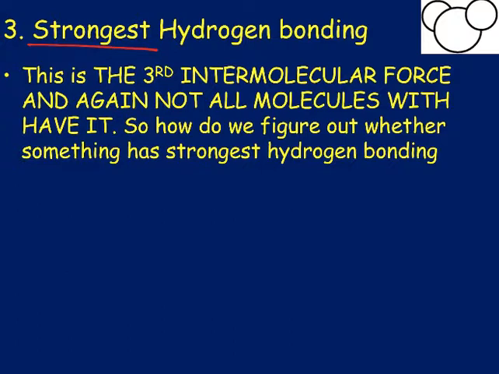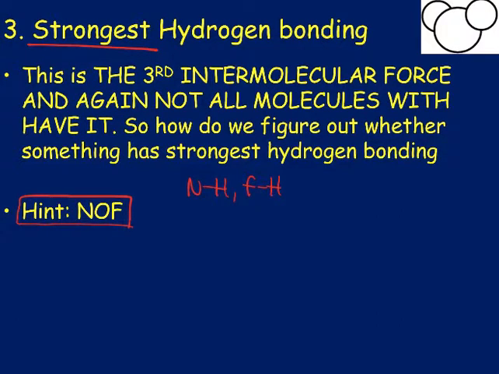So how do we figure out if something has the strongest hydrogen bonding? Well, this is the hint that we use. I call it NOF. And essentially what we're looking for is an NH bond, an FH bond, or an OH bond somewhere in our compound. And once we have that present, there is hydrogen bonding. So the hint is NOF.